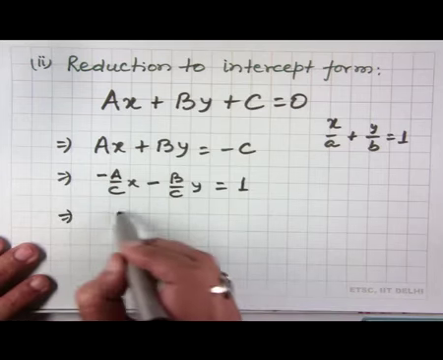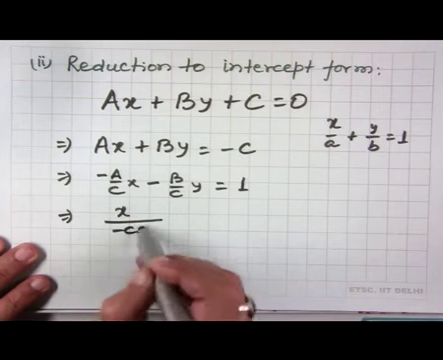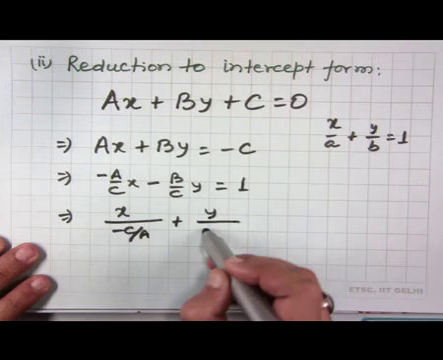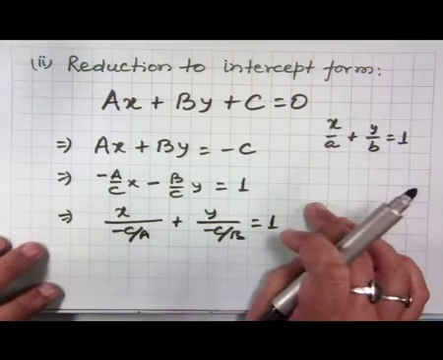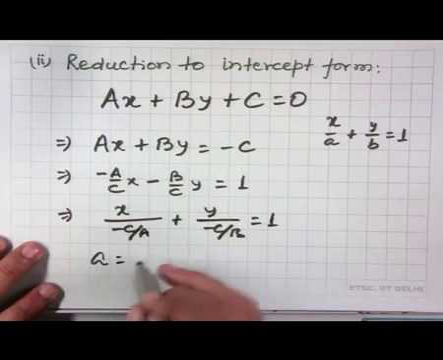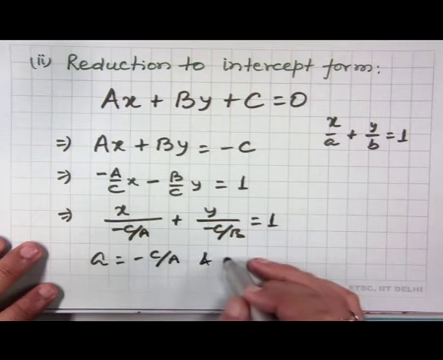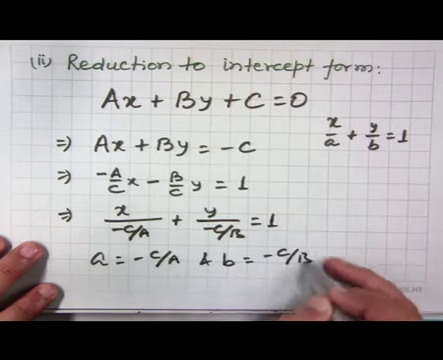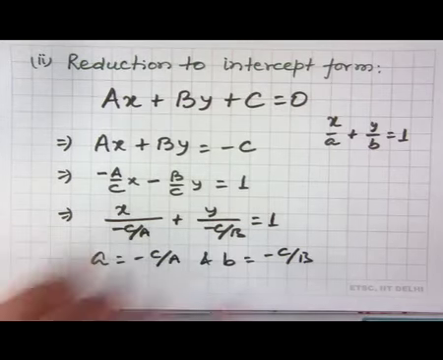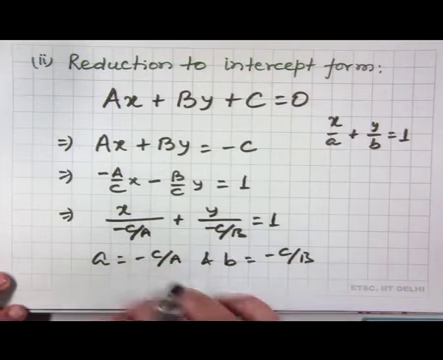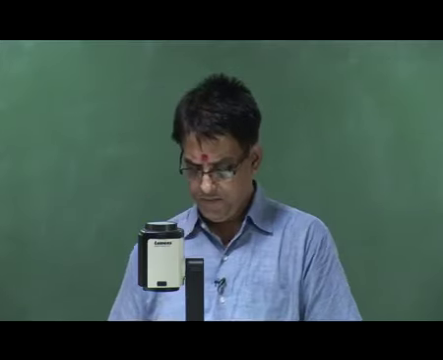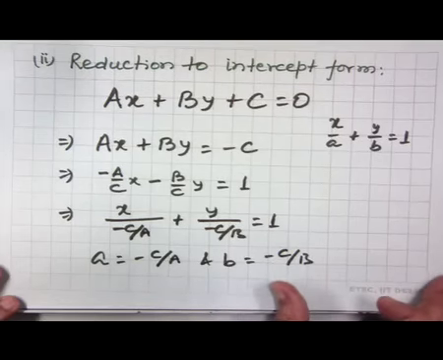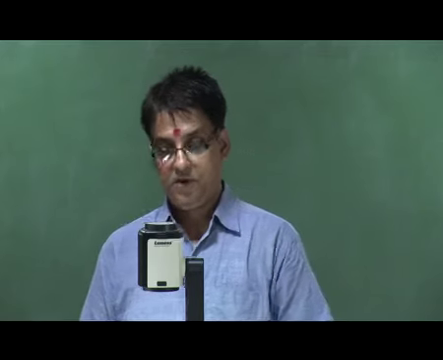Now, we arrange this equation like this, x upon minus C by A plus y upon minus C by B equal to 1. So, when you compare this equation with x by a plus y by b equal to 1, you will get a is equal to minus C by A and b is equal to minus C by B. It means by reducing this equation Ax plus By plus C equal to 0 in this form, we get this line intersect x axis at minus C by A, 0 and y axis at 0, minus C by B. It means x intercept minus C by A and y intercept minus C by B. So, this is the benefit of reduction of Ax plus By plus C into x by a plus y by b equal to 1.